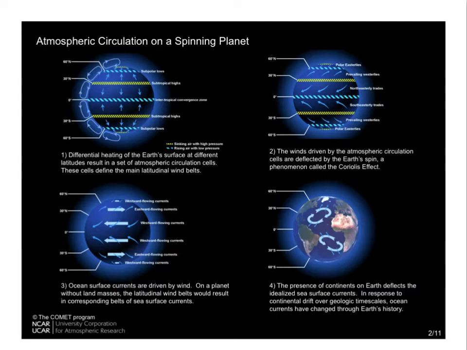Now, winds blowing straight north or straight south are expected on a planet that isn't spinning. But because the Earth does spin on its axis, one full rotation every 24 hours, the winds are deflected by a phenomenon called the Coriolis effect. And the Coriolis effect is simply that. It's the deflection of a moving object, in this case the atmosphere, in a rotating frame of reference. That's the spinning Earth. The result is that the surface winds predicted in Figure 1 are deflected so that they look more like the wind belts seen here in Figure 2.